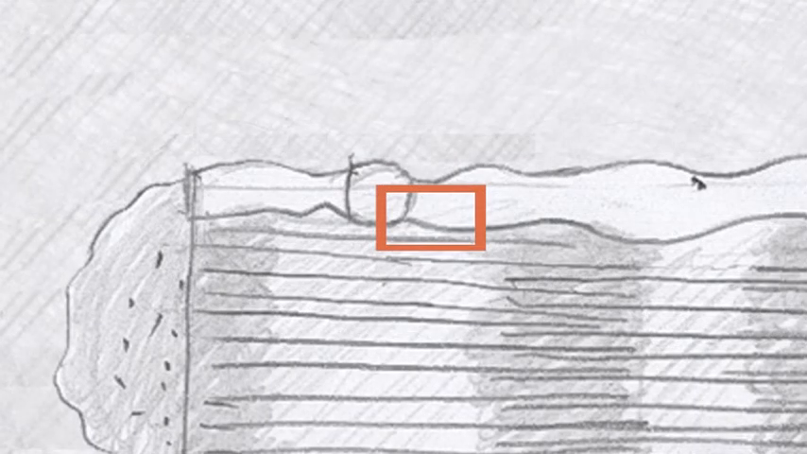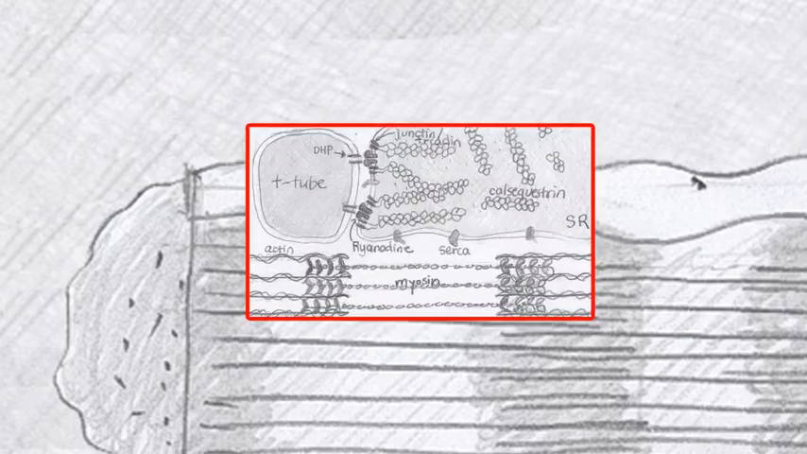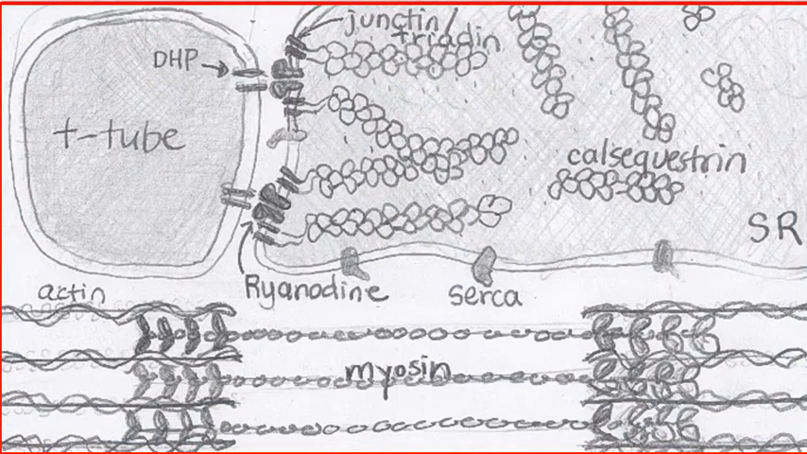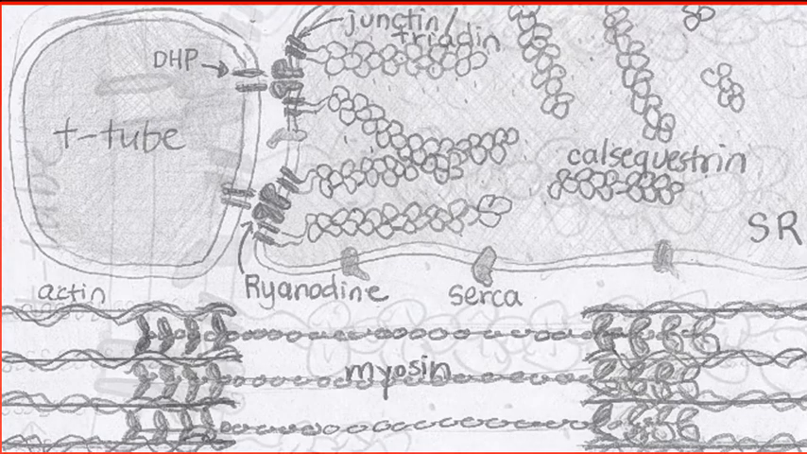If we zoom in even further, we can see how calcium release and reuptake is regulated. On the top left is the T-tube, on the top right is the sarcoplasmic reticulum, where calcium is stored and bound by calsequestrin. Each calsequestrin holds up to 50 calcium molecules. On the bottom is actin and myosin.